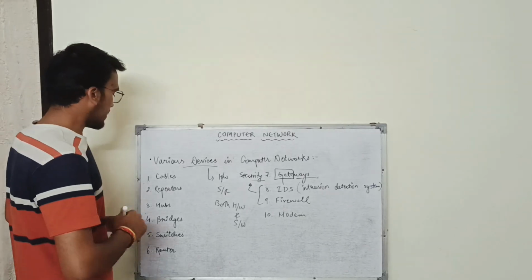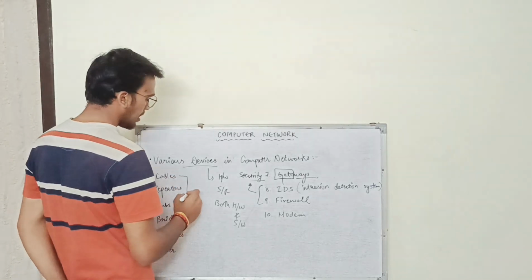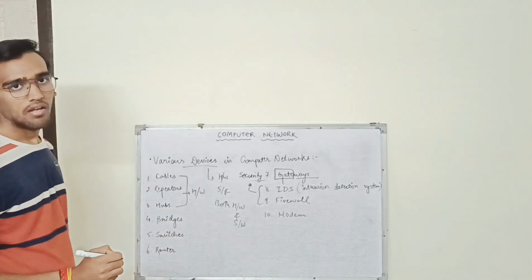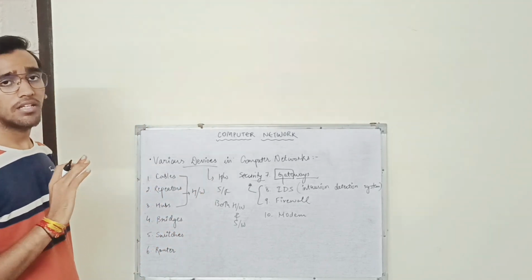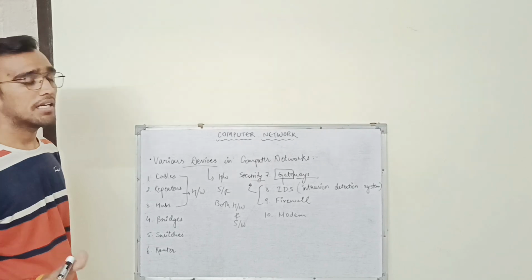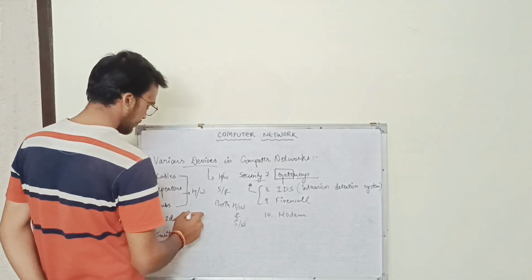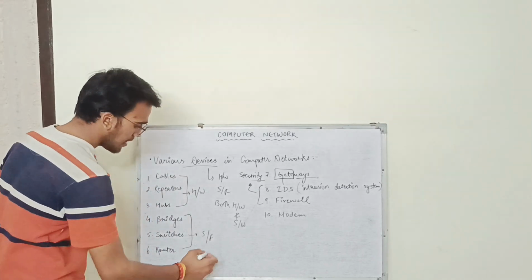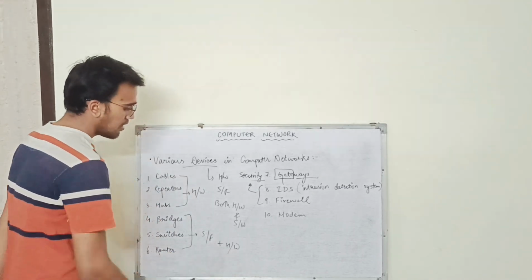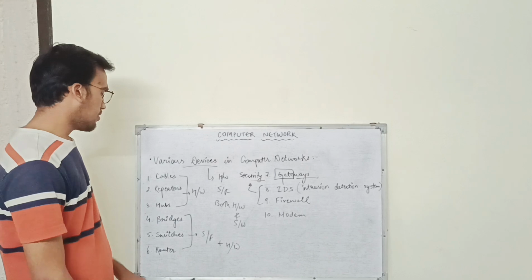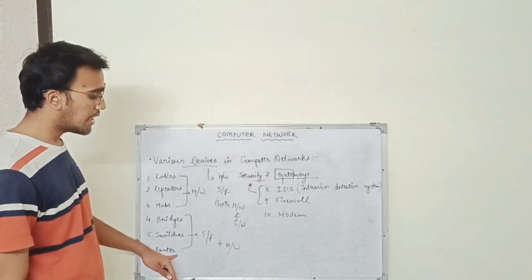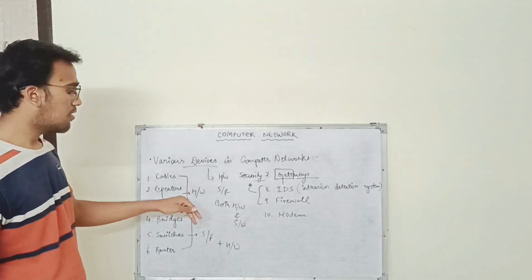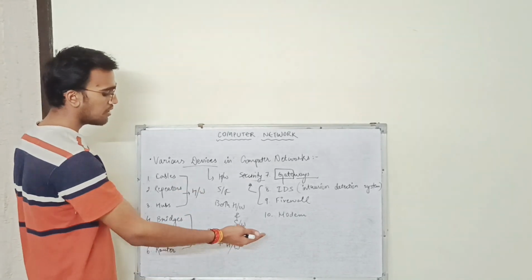Basically, these three, cables, repeaters, and hubs, are only hardware devices. They don't use any software for transmitting the data. These next three are software plus hardware. So you can calculate that their cost is more compared to the hardware-only devices, because they consist of both software and hardware.